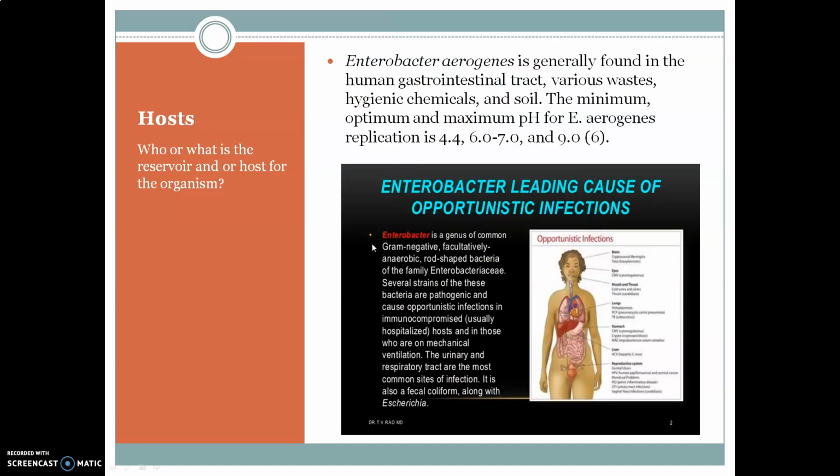Host. Who or what is the reservoir or host for the organism? EA is generally found in the human GI tract, sewage, hygienic chemicals, and soil. The minimum, optimal, and maximum pH for EA replication is 4.4, 6.0 to 7.0, and 9.0.